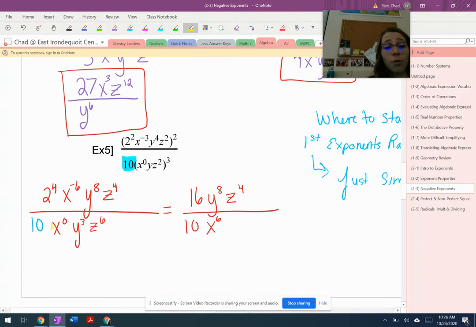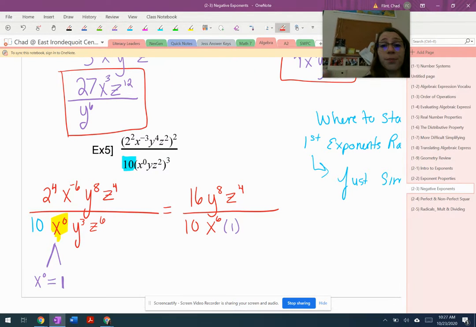X to the 0, remember anything to the 0 power just turns right into 1. X to the 0 is equal to 1. So I can just put times 1 if I wanted to. And then my y to the 3rd and my z to the 6th, they can also stay down there because they're positive.